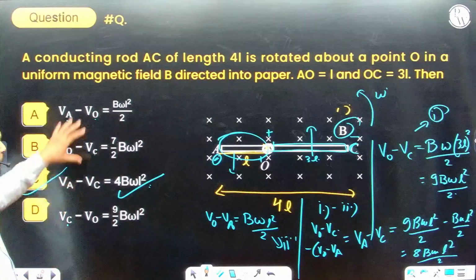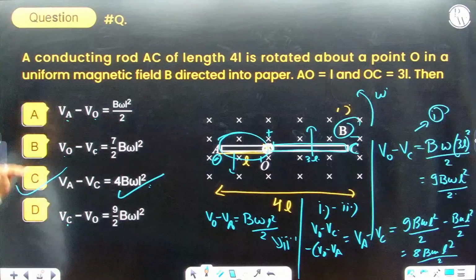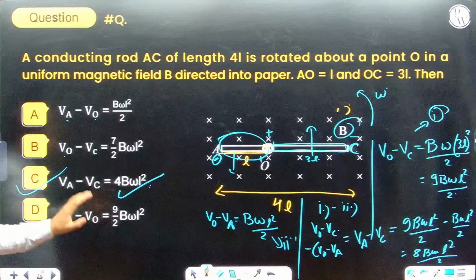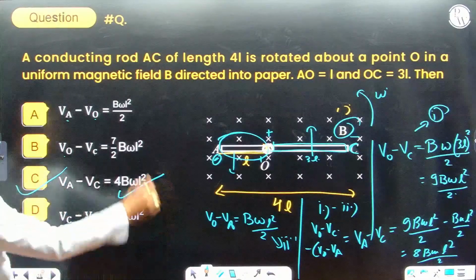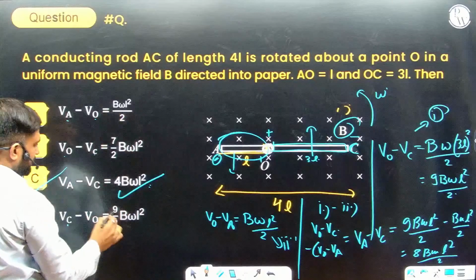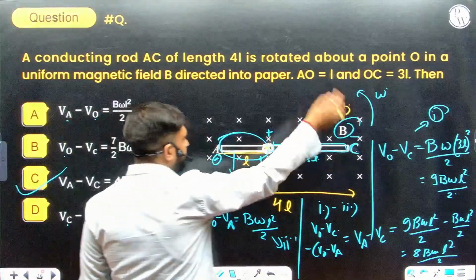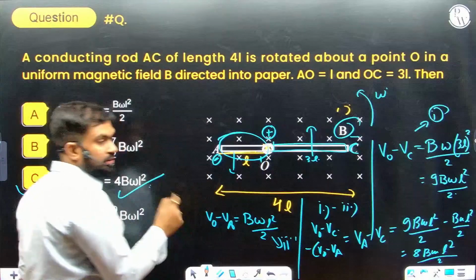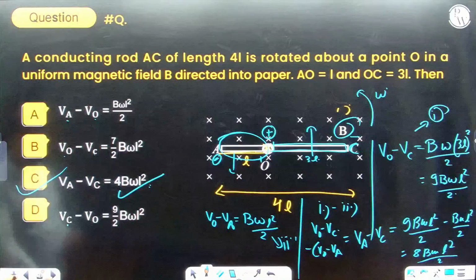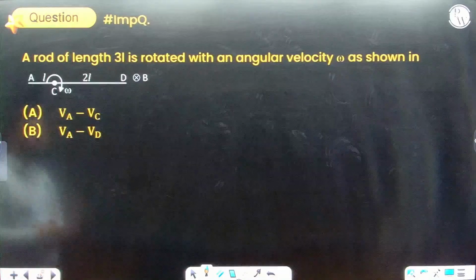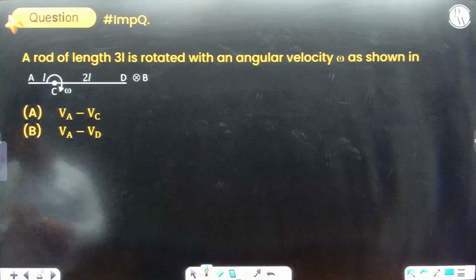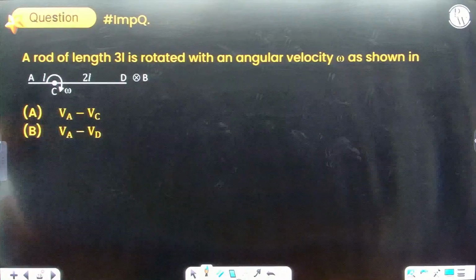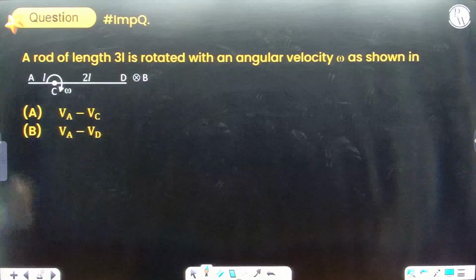Okay. So A, C and D all look similar, but the only difference is the sign here. So if it's rotating in the anti-clockwise sense, then the rotation point is at the higher potential. Alright, let's check this problem. Rod of length 3L, exactly the same problem.